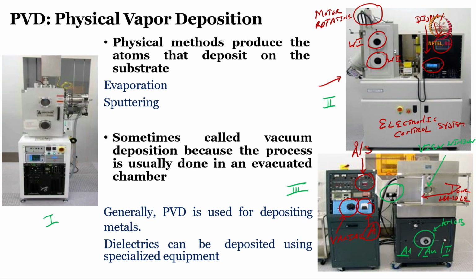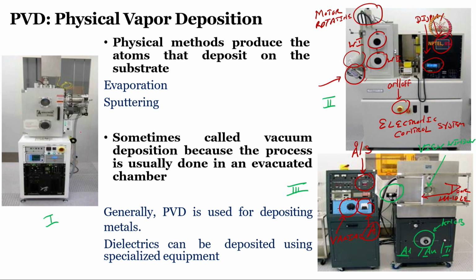Electronic control system. This is the on off switch. Then the back side is a connection to the high vacuum pump. What is the high vacuum pump? This vacuum pump can be a turbomolecular pump. Again, there is a gauge for measuring the vacuum.